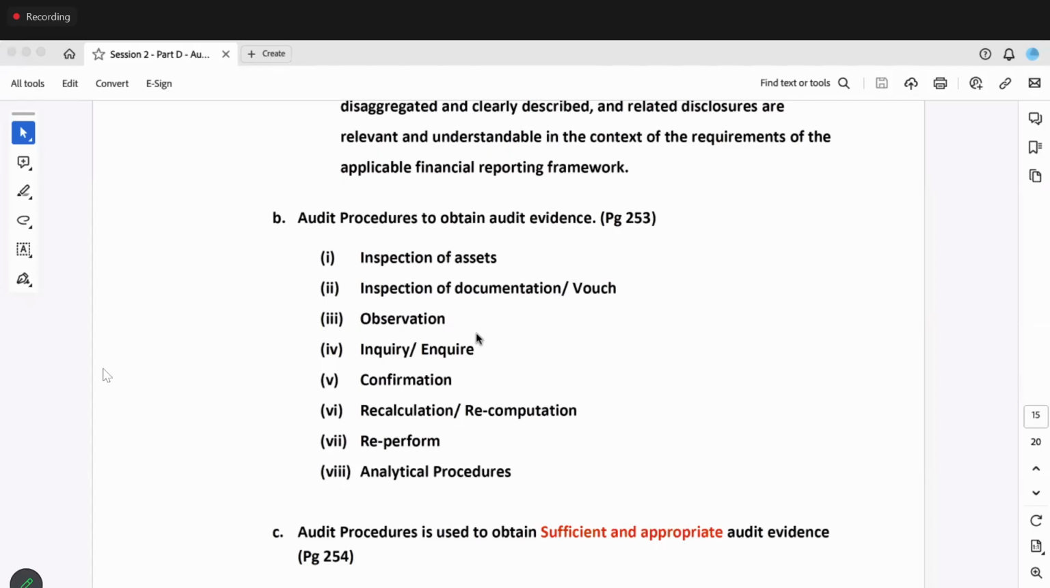Say, for example, test count, so this is to reperform. You can also reperform accounting estimates, all right, and also analytical procedure. In examination, we do not accept written representation as audit procedure. We don't accept, right? When you write your audit procedures, there is a standard format.